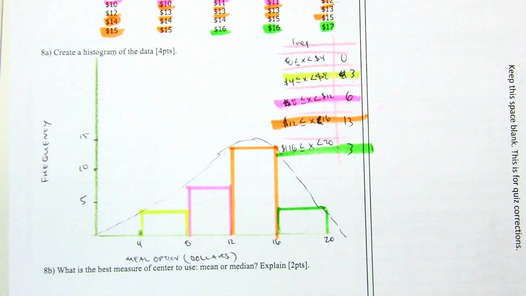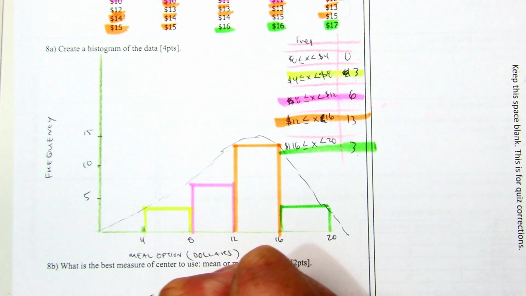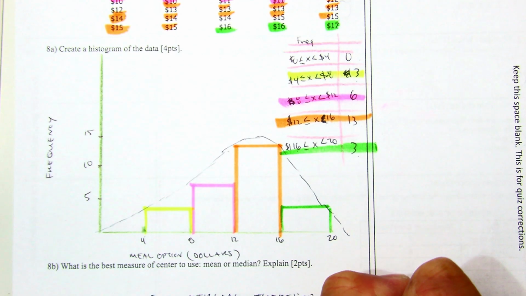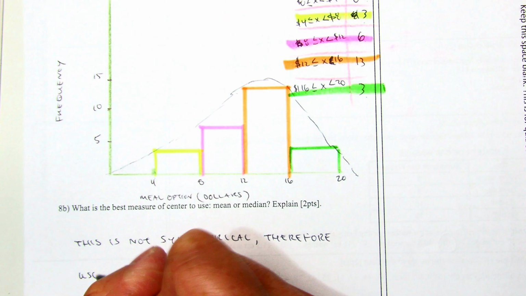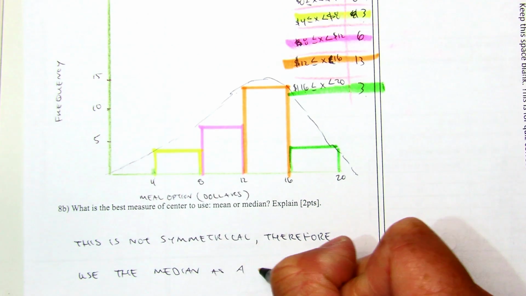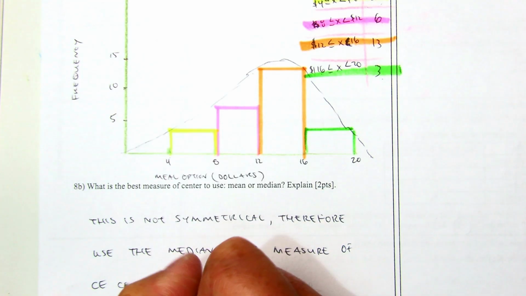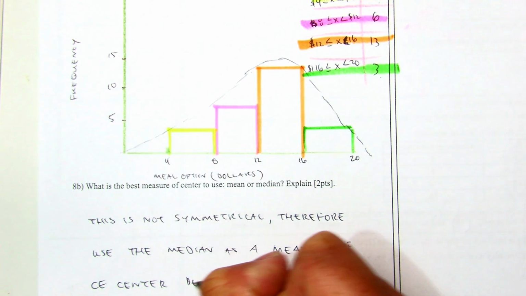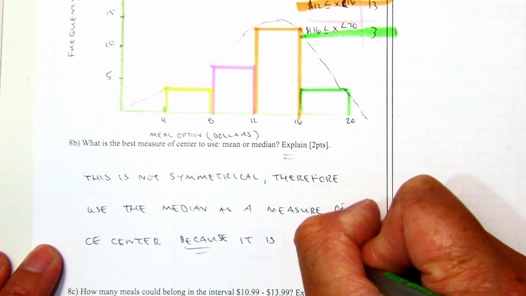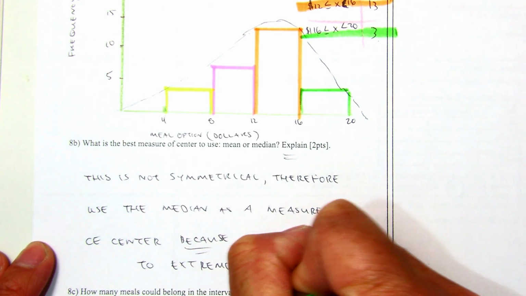So this one does not look symmetrical. This is not symmetrical, comma, therefore use the median as a measure of center because, this is your explain word, it is resistant to extreme values or outliers.